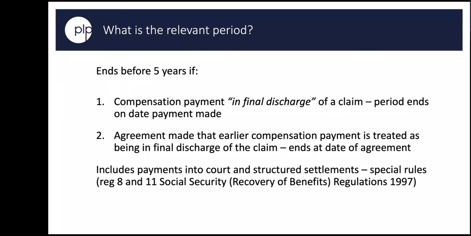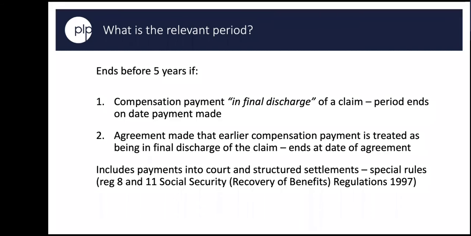However, your 5-year period doesn't just run as a 5-year period. It can, in fact, end before the end of 5 years in certain circumstances. Your 5-year period can end if a compensation payment has been made in final discharge of a claim. In such a case, the period ends on the date that that final payment is made. The second scenario is where there's an agreement that an earlier compensation payment is treated as being in final discharge of a claim. Again, that will mean that you end at the date of the agreement.